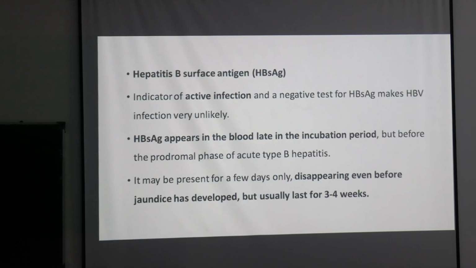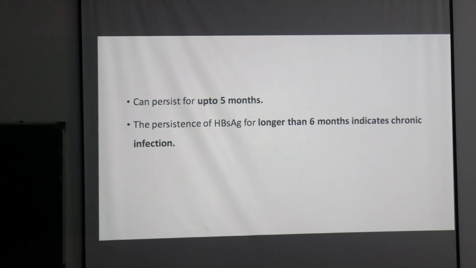First is hepatitis B surface antigen, HBs antigen, an indicator of active infection. HBs appears in the blood late in the incubation period, but before the prodromal phase of acute type B hepatitis. It may be present for a few days only, disappearing even before jaundice has developed, but usually lasts for 3 to 4 weeks. It can persist for up to 5 months. The persistence of HBs antigen for longer than 6 months indicates chronic infection.